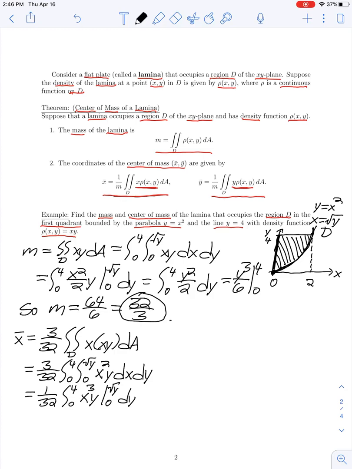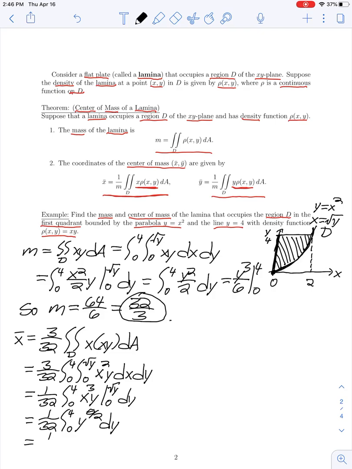So let's see what we have. This is 1 over 32 times the integral from 0 to 4 of, substituting square root of y, or y to the 1/2, in place of x, I would have y to the 3/2 times y to the first, which leaves me y to the 5/2 power dy.